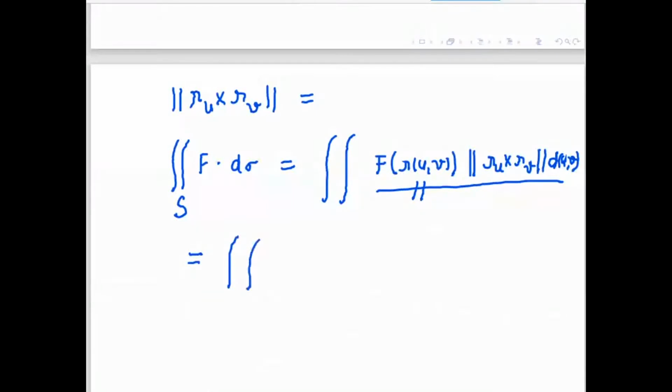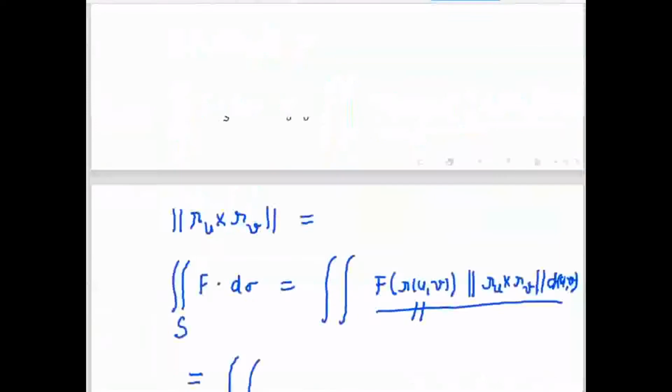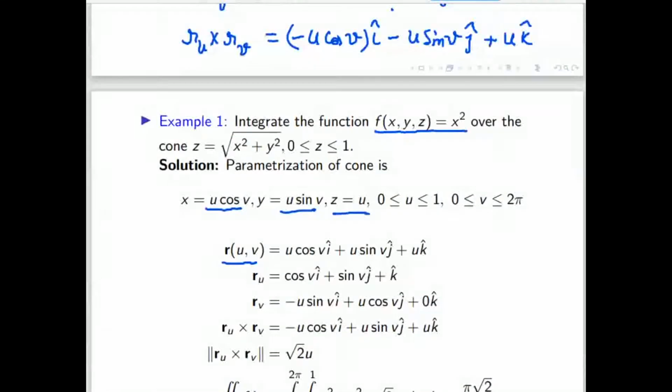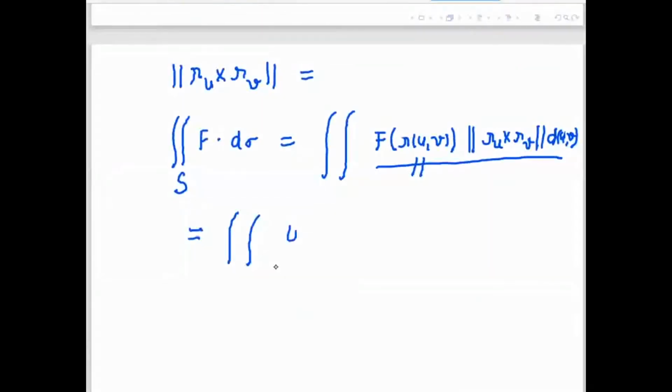So here in f we'll put x, y, z in terms of parameters u and v. So what is the value of f at r(u, v)? Because f(x, y, z) is given as x square. So f at this r will be u square cos square v, that is the x square in terms of u, v. So it will give (u cos v) square.